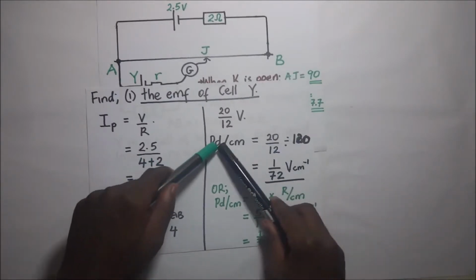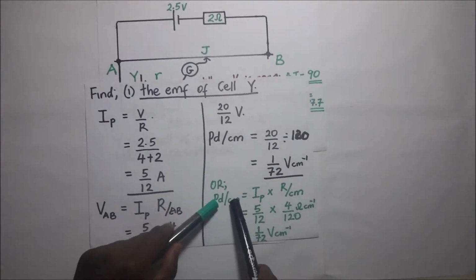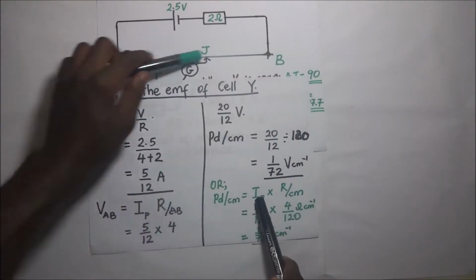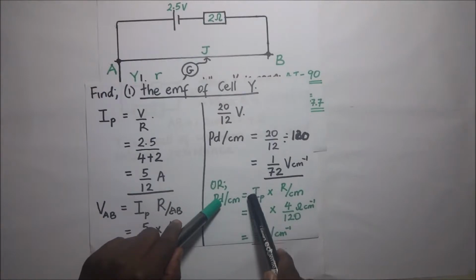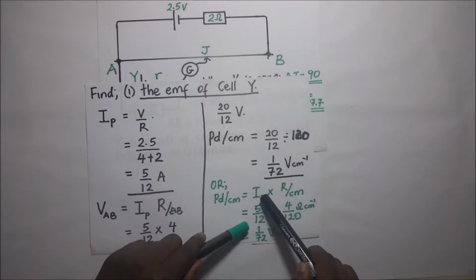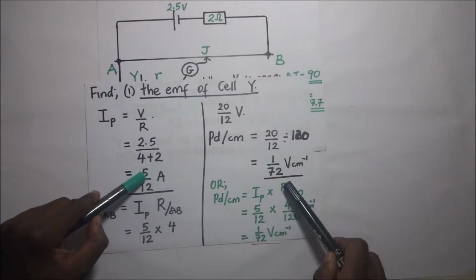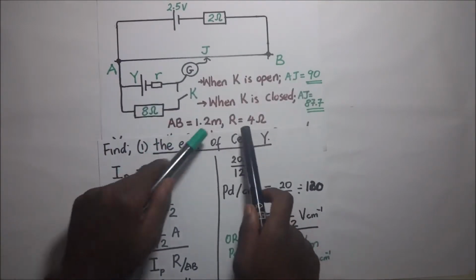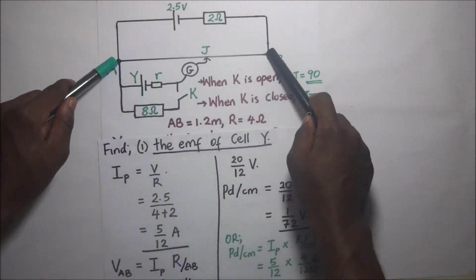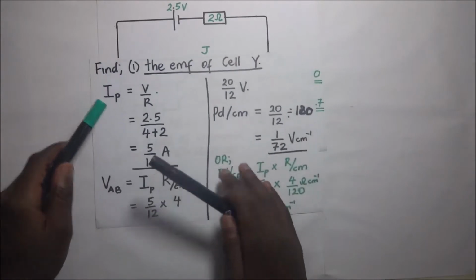Now the alternative way of getting PD per centimeter is this. We know V is equal to I times R, I being the current flowing through. So the PD per centimeter is equal to the current flowing through times the resistance per centimeter. We know that the primary current going through the slide wire is 5/12, which we got right here. Multiply that by the resistance per centimeter. According to our question, the resistance of this wire AB is 4 ohms. So the resistance of the whole wire is 4, divided by the length of the wire, which is 120 centimeters. It is what we've done here.